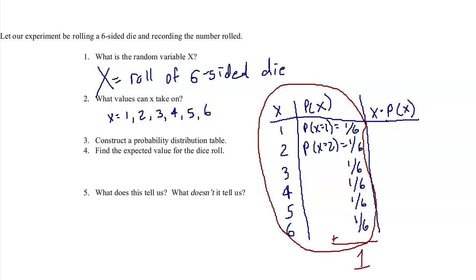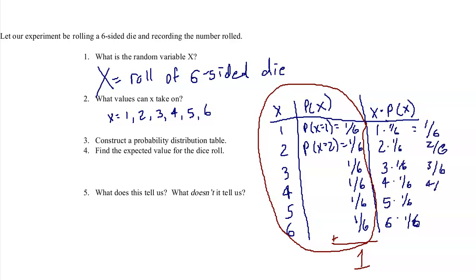Now, the way our textbook likes to find the expected value is that for each one of these outcomes, we take that outcome and multiply it by its probability. Take the outcome and multiply it by its probability. What fraction of the time does that outcome occur? And when we do this, it's kind of like a weighted average. So 1/6, 2/6, 3/6, 4/6, 5/6, and 6/6.